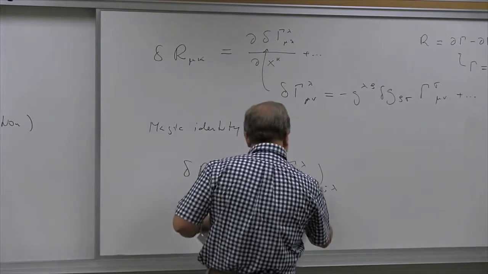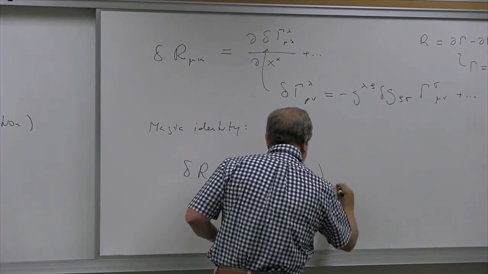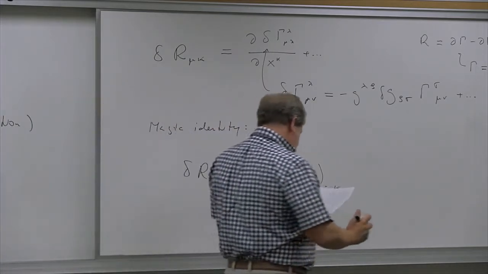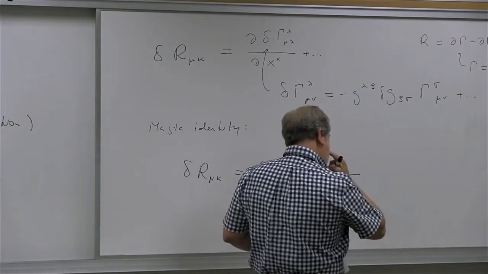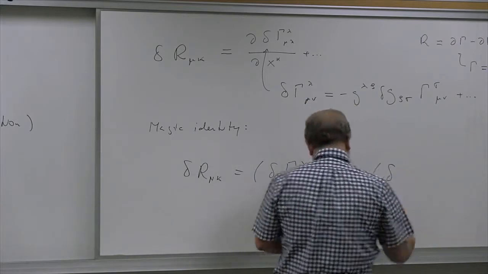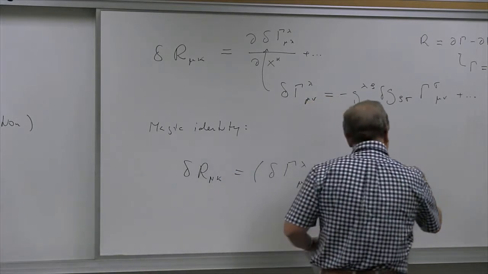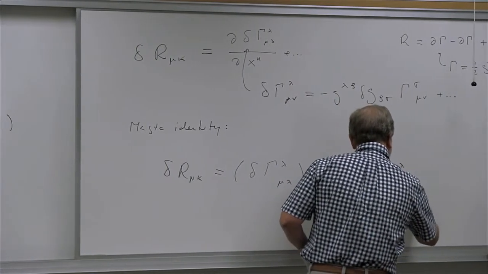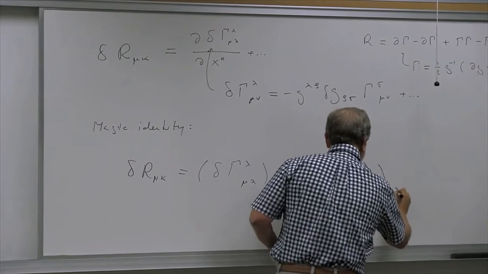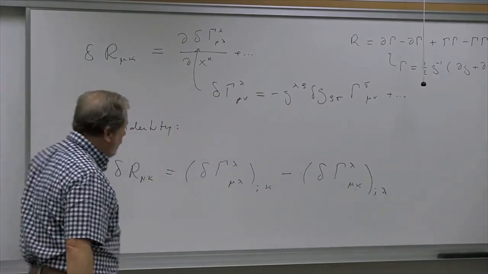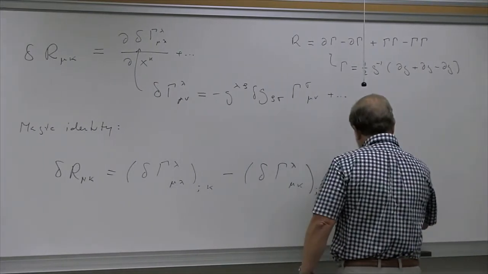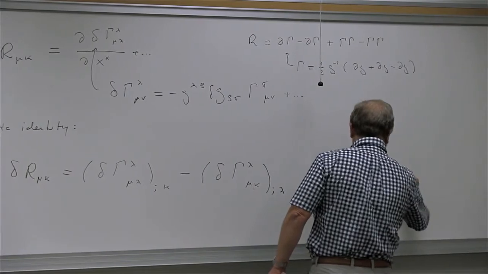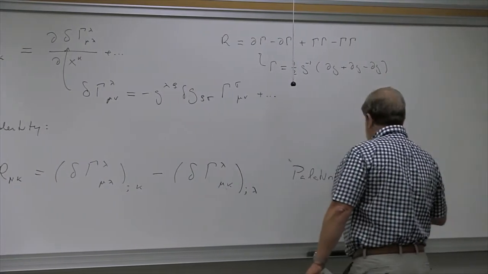Actually, sorry, it's the other way around. This should be a lambda, and that should be a k. Okay, like this. And then minus another derivative of variation, which is the variation of gamma lambda mu k, and then semicolon lambda, like this. And this is called the Palatini identity.